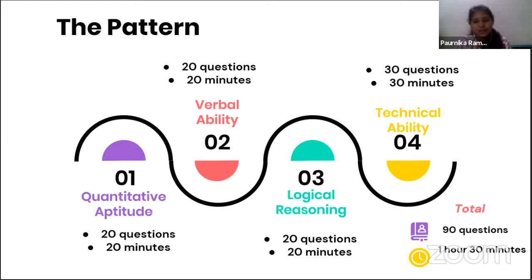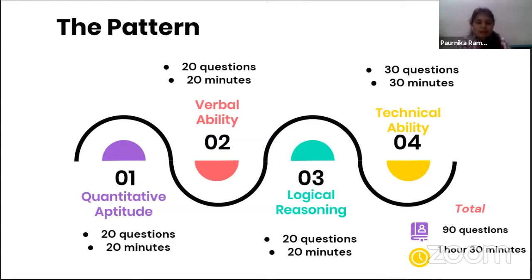In the fourth section, technical ability, a wavering pattern is followed. You might get 40 questions to be solved in 40 minutes or 30 questions to be solved in 30 minutes. Rounding off, it would mostly be 30 questions in 30 minutes, so that they follow a pattern where 90 questions are solved in 1.5 hours.